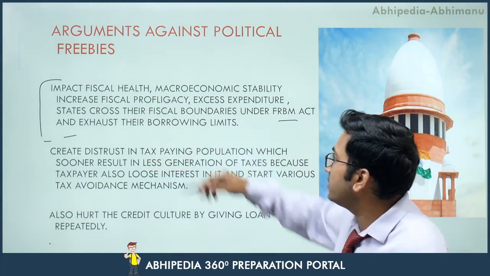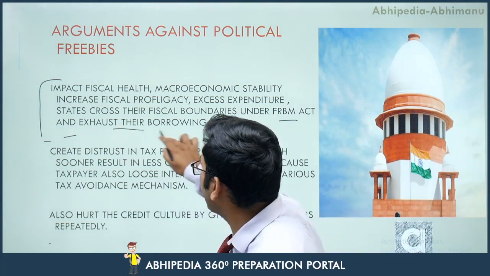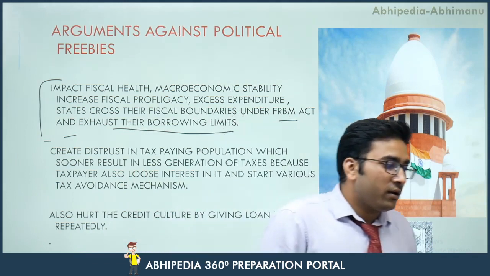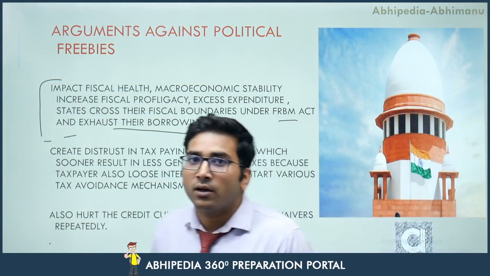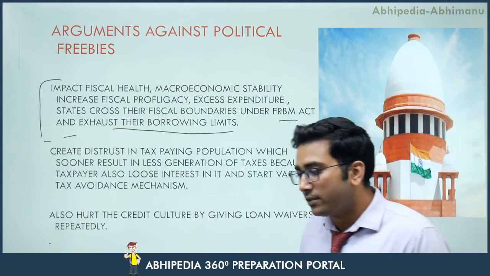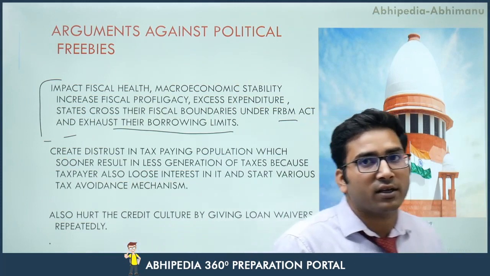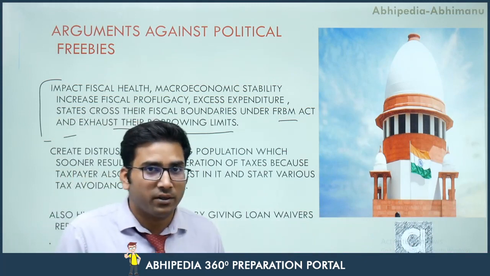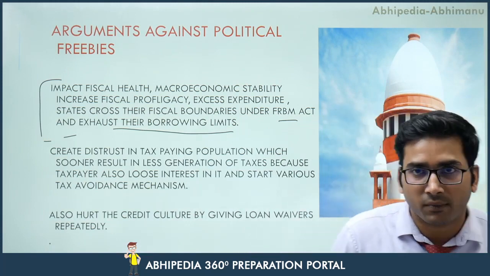So states are crossing their boundaries under the FRBM Act, and the result is that they are getting exhausted in their borrowing limits. Because once they are taking money in the name of borrowing, but time and again they are giving political freebies, they are not getting enough borrowing from the banking sector or from international banking or from central help. They are not getting enough money then. Because if you use the hard-earned money of taxpayers, no one is going to give you that money time and again to use for your own interest, right?